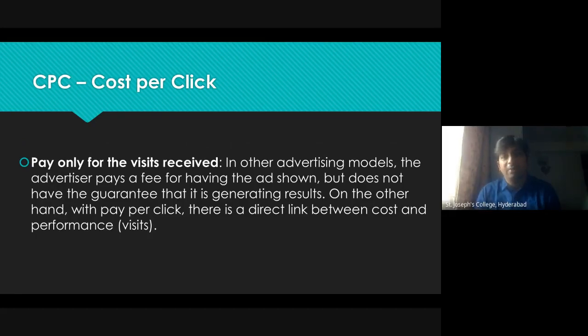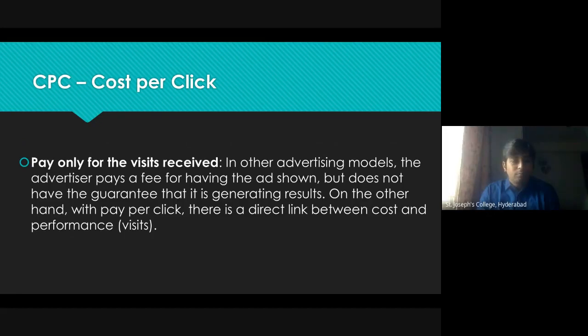So many a time advertisers pay unnecessarily during the CPM strategy. That doesn't happen in CPC. The user himself willingly will click on the ad because that ad has interested him. That means you are hitting the right spot. That means you are targeting only the customers who are in need of your product. So that's how you are paying only for the visits that you are receiving.